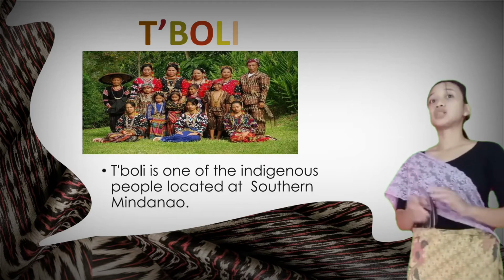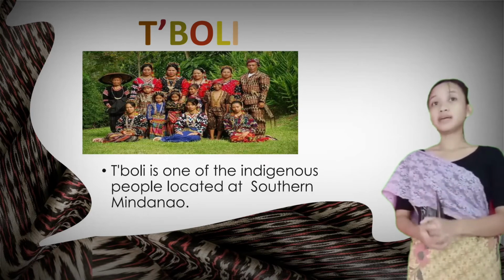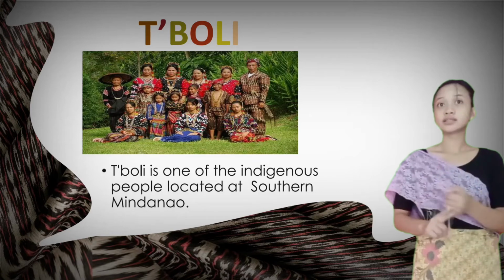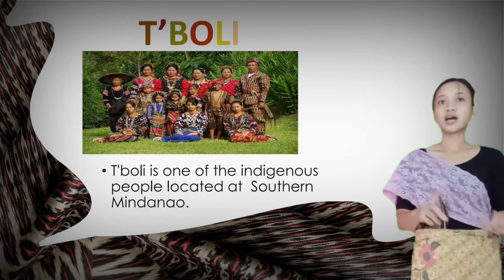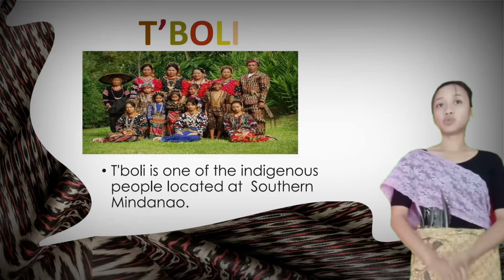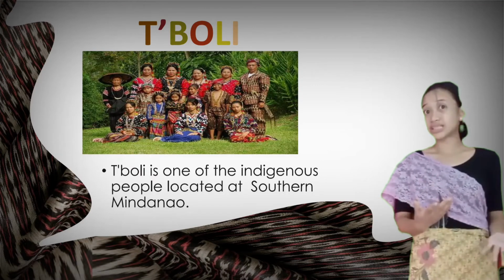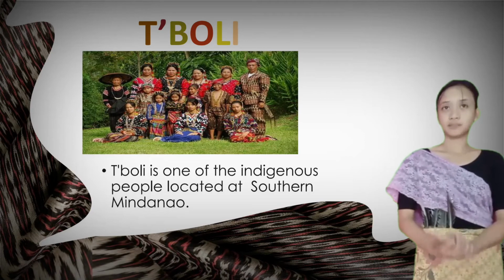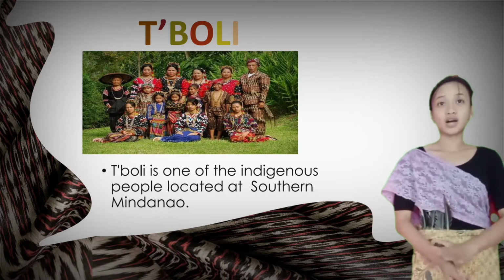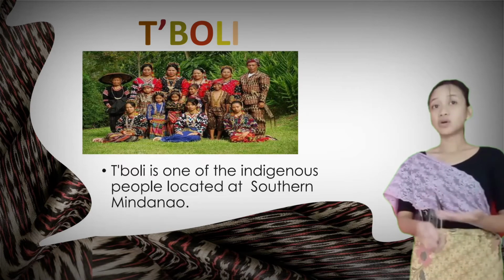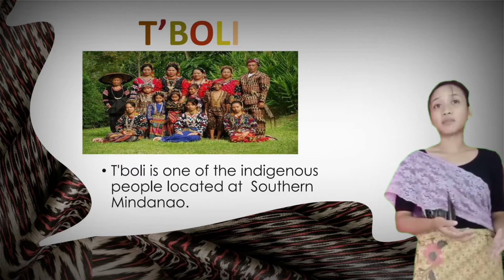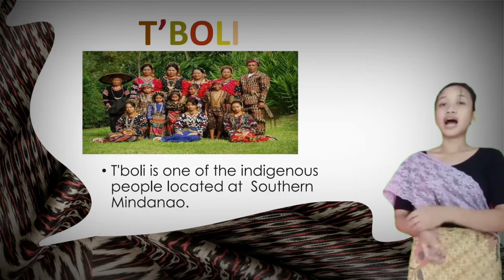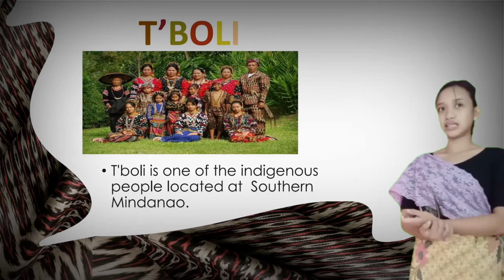Tibuli employs slash and burn farming in planting corn, upland rice, vegetables, and root crops, since of course they live in places where farming is the main source of income. Their products are for their family or household consumption, and some are for bartering for other household necessities.